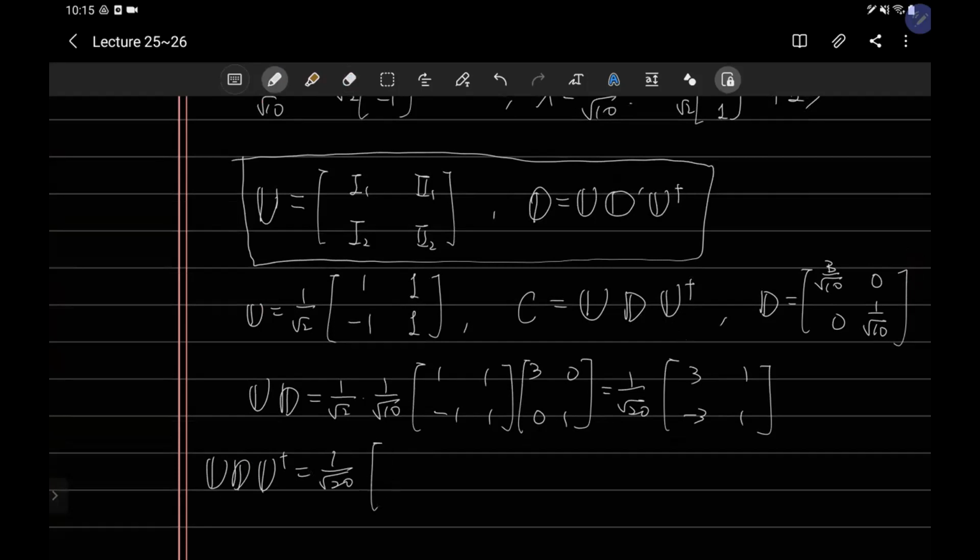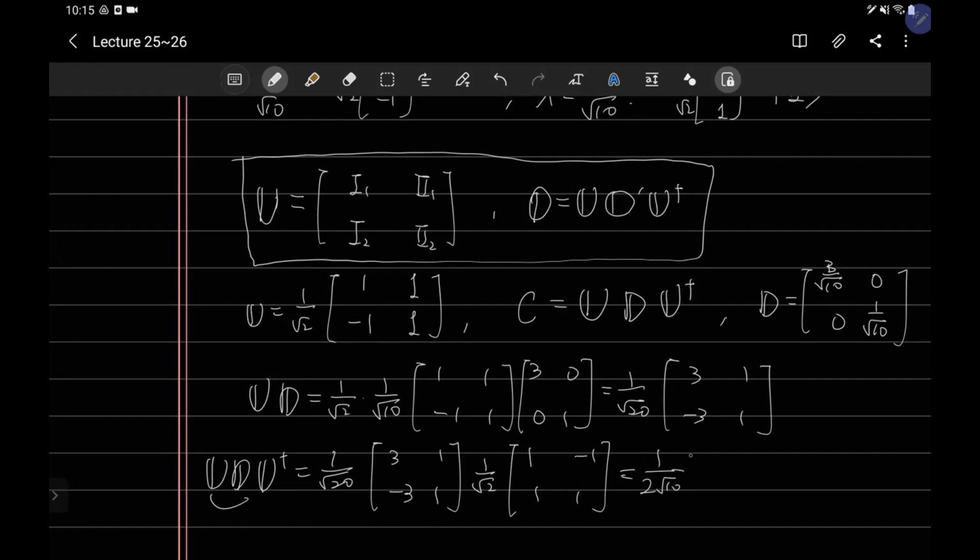So yeah, these are 3 1, minus 3 1, and then the U dagger is 1 over square root of 2, and then if any components here is a complex number, then I should consider the complex conjugation. But here all those numbers are real, so all I have to do is transpose the components. So yeah, it is like this one. And then if I just combine these two, it will be square root of 10.